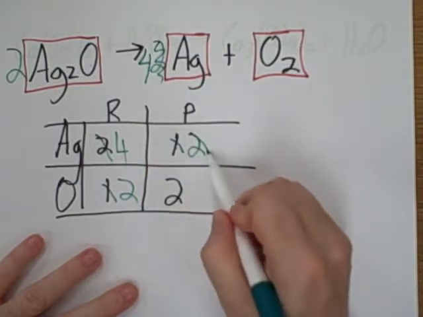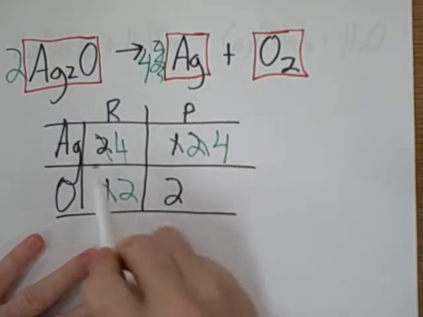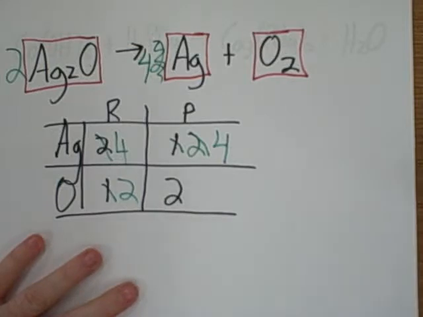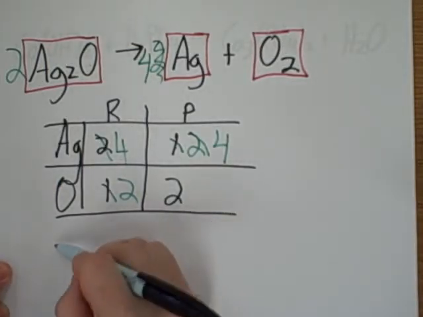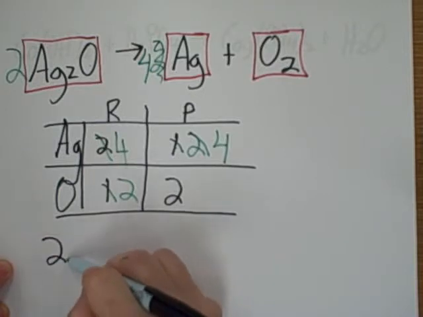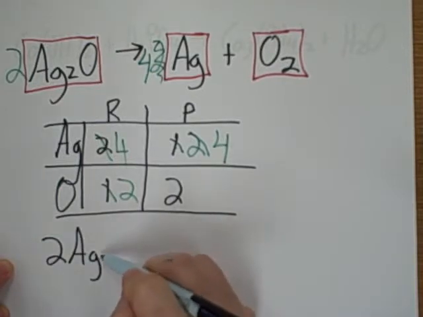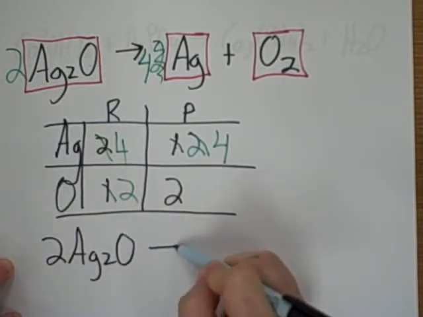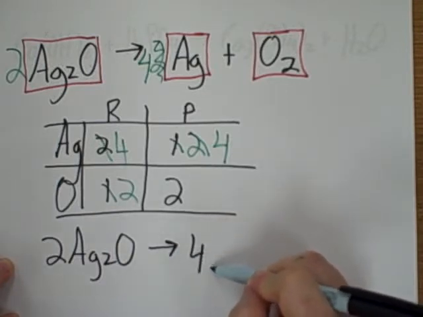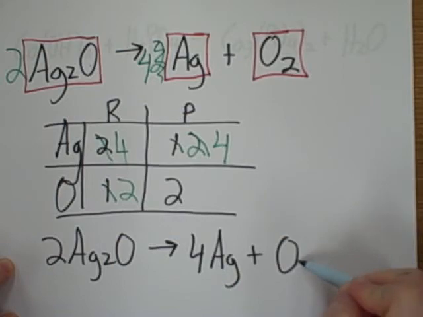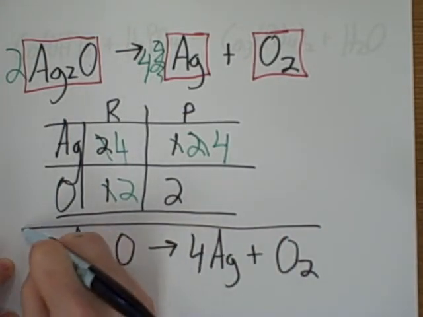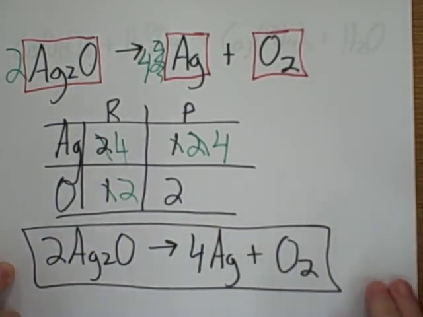Now we have 4 silvers. So 4 silvers on both sides and 2 oxygens on both sides. So our equation is balanced. So 2Ag2O yields 4Ag plus 1O2. And that is our completed balanced equation.